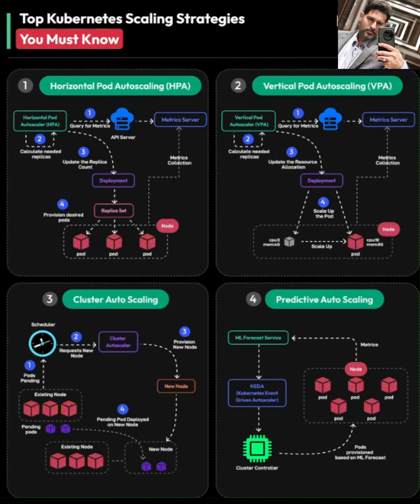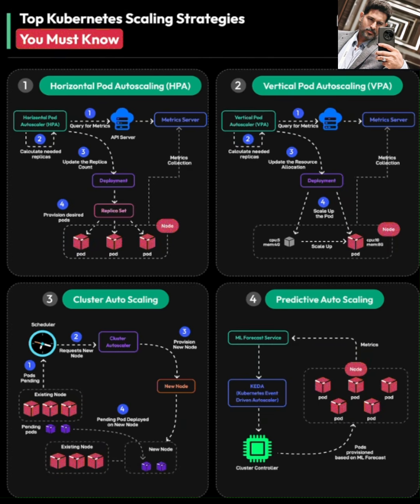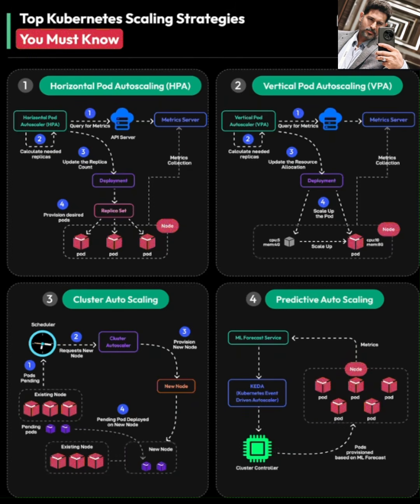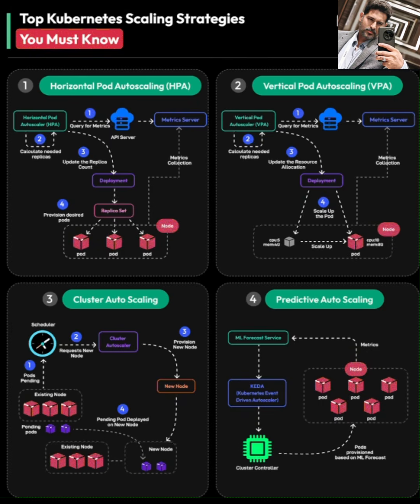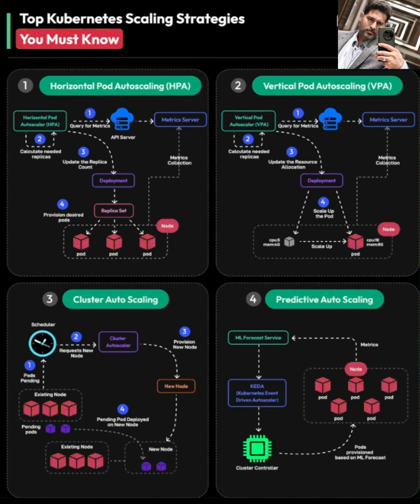2. Vertical pod autoscaling, VPA. Give your pods a power-up. VPA doesn't add more pods. Instead, it adjusts the resource requests and limits, CPU and memory, for existing pods based on real-time usage. Mechanism: it monitors usage with the metrics server, suggests optimal resource allocations, and triggers a pod eviction plus rescheduling to apply the new resources. Example: VPA might bump a pod's CPU from 500m to 1 core if it's consistently maxing out.